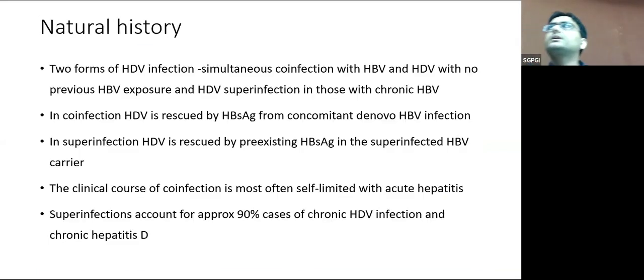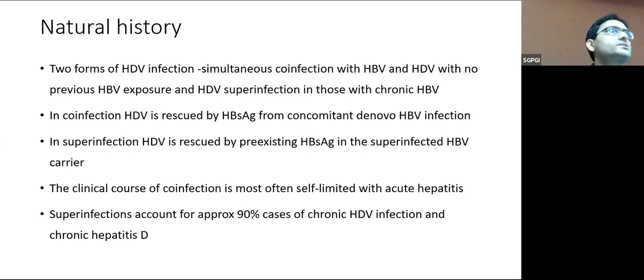So now coming to the natural history. As I already told, there are two forms of hepatitis D virus. One is simultaneous co-infection of hepatitis B and hepatitis D, whereas another is where the patient already has hepatitis B virus, and on top of that, the patient is getting hepatitis D virus. That is called a super infection.